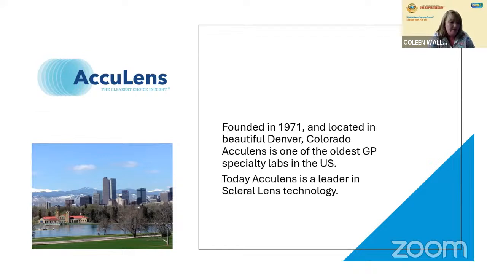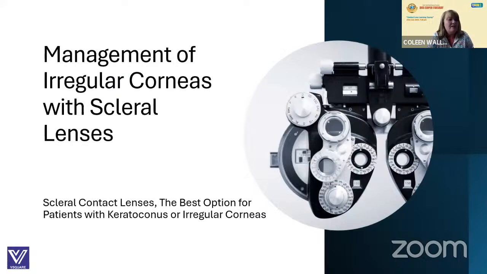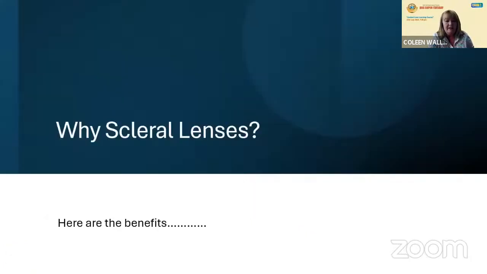But we're going to start with the management of scleral lenses on irregular corneas. Scleral lenses are the best option for patients who have keratoconus, high astigmatism, pellucid, RK, any post-surgical cornea, and even high astigmatic patients with no corneal irregularities. The benefits of scleral lenses are they don't touch the cornea and they don't move. So they're very comfortable for the patients.